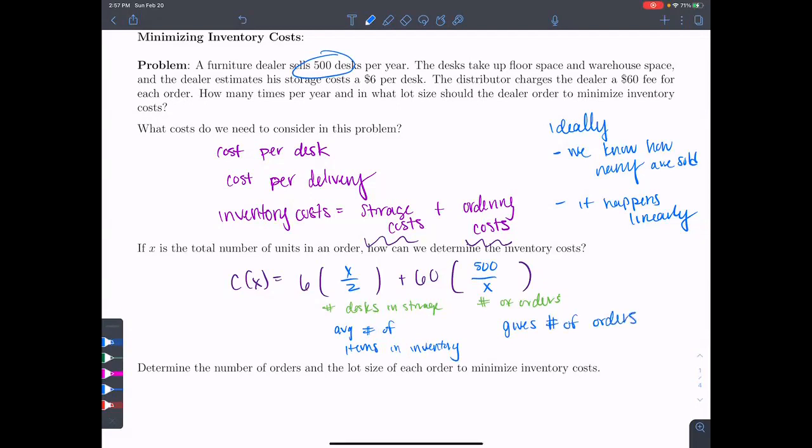So 500 divided by the number of desks we're going to sell would give us the number of orders that we need. Ideally, we know how many we're going to sell. It's X desks. So at any time, we should have half of those in storage, maybe, and half on the floor. And then the second thing, 500 divided by X: we have these 500 desks, and we're going to split them up into X deliveries. So this would give us the number of orders.